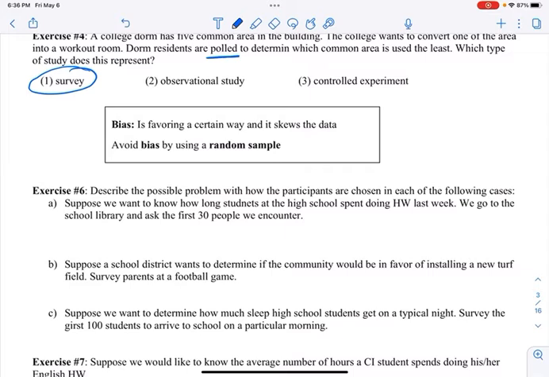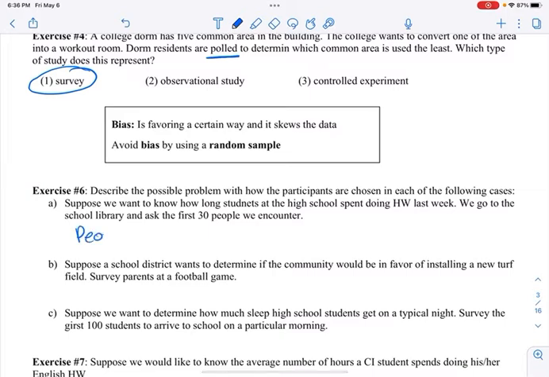Describe the possible problem with how the participants are chosen in each of the following cases. So A, suppose we want to know how long students at the high school spent doing homework last week. We go to the school library and ask the first 30 people we encounter. The problem with that is people at the school library probably spend more time studying than the average person. That might not always be the case, but there's definitely the potential for bias there.